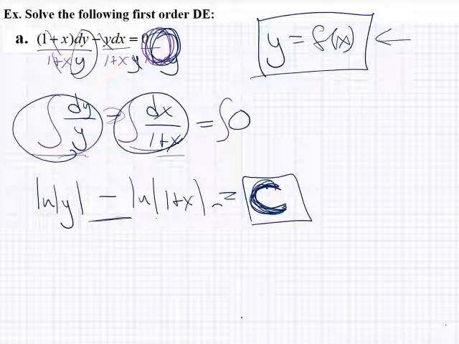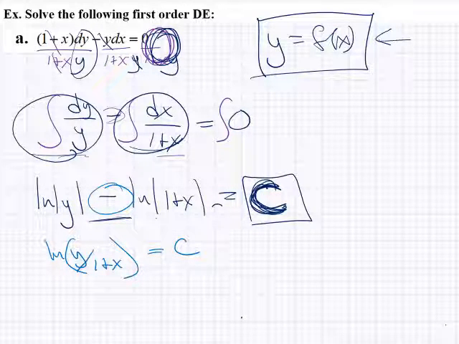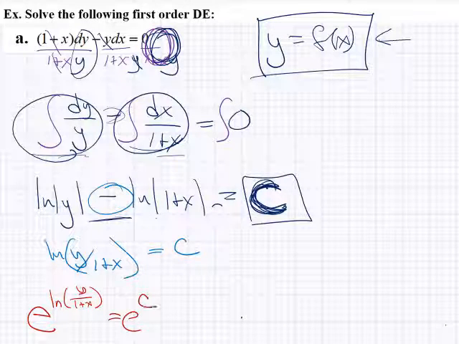And so we're going to have the log of y divided by 1 plus x, because the subtraction turns into division, equals c. Then I'm going to exponentiate both sides. I'm going to raise both sides of this equation to the exponent of a base e. What that does is it uses the inverse property to cancel the e in the natural log. And on the other side, we get e to the c.